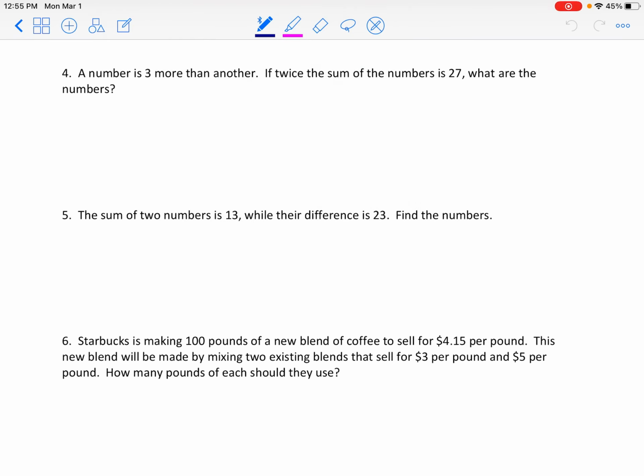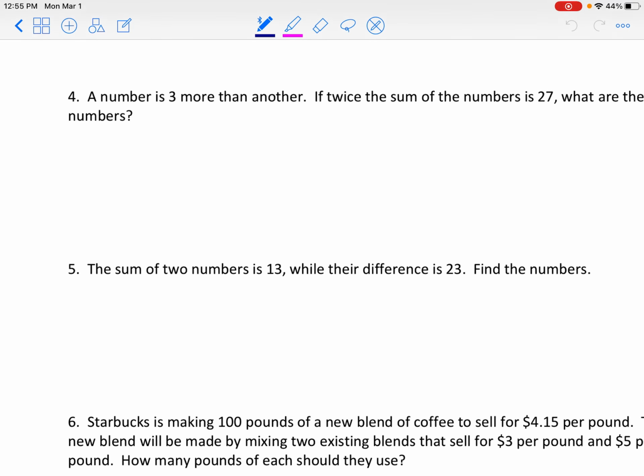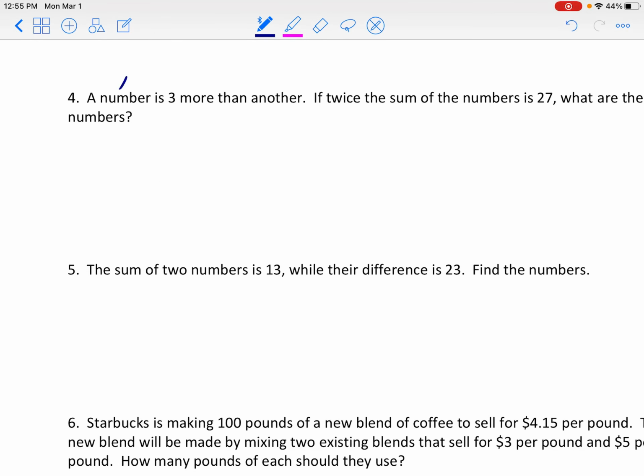So number 4, different type of example. It's an application, not so useful as I think the other two seem to have been. But we're going to try this nonetheless. It says a number is 3 more than another. And if twice the sum of the numbers is 27, what are the numbers? So we have one number, let's call it x, is 3 more than another, let's call it y. These are our two numbers, okay?